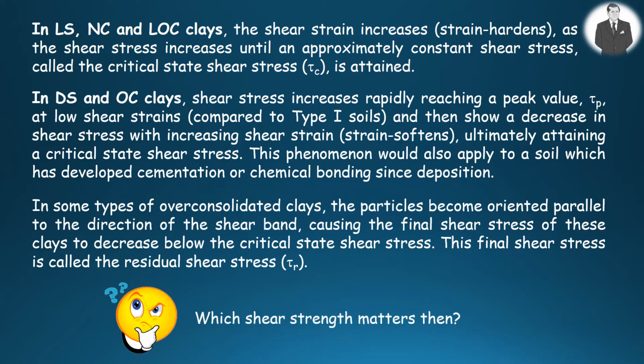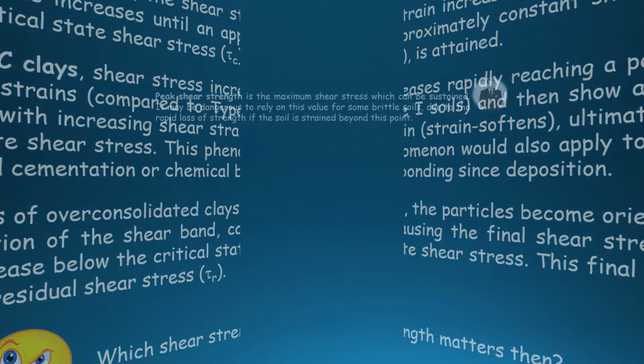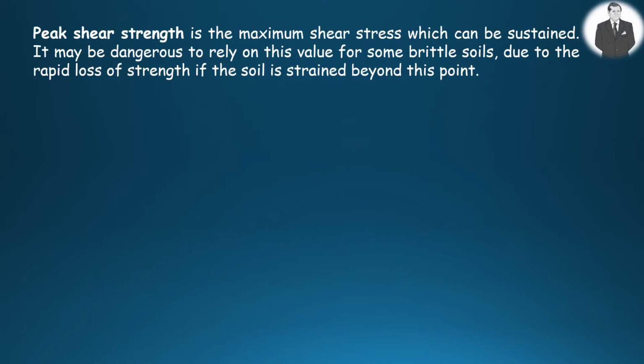Now, the question is, which one of these shear strengths matters then? Peak shear strength is the maximum shear stress which can be experienced. It may be risky to rely on this value for some brittle soils owing to the rapid loss of strength if the soil is strained beyond this point.